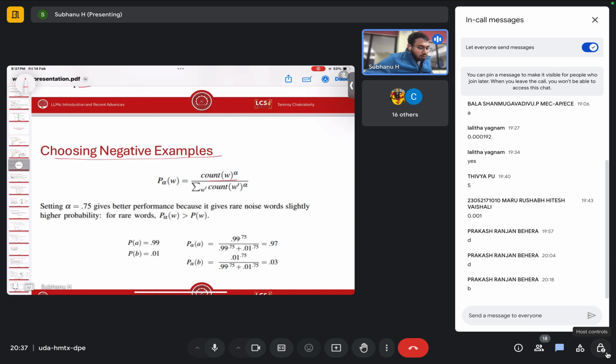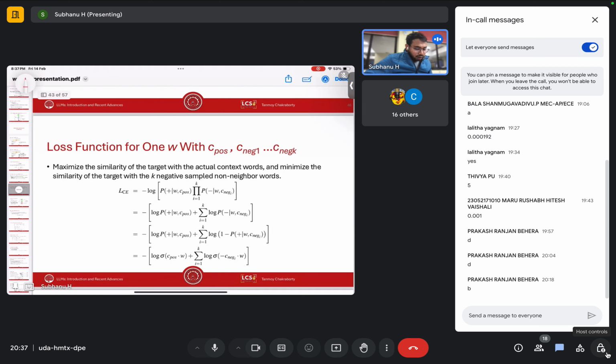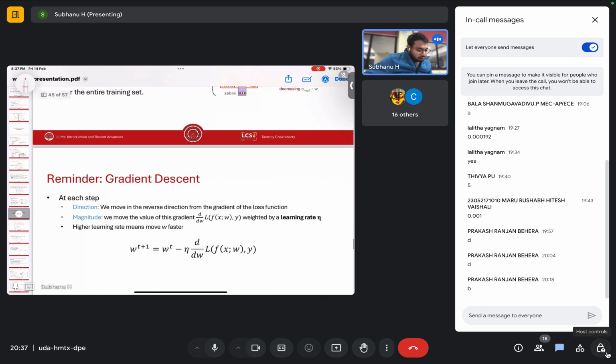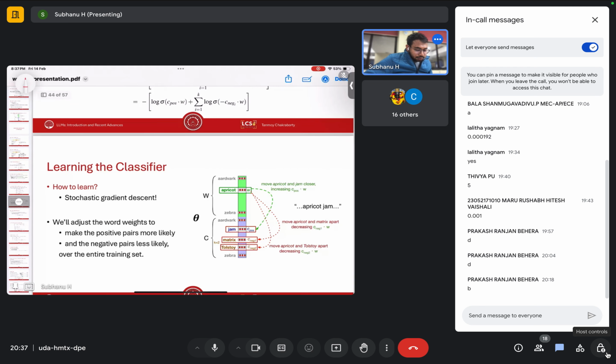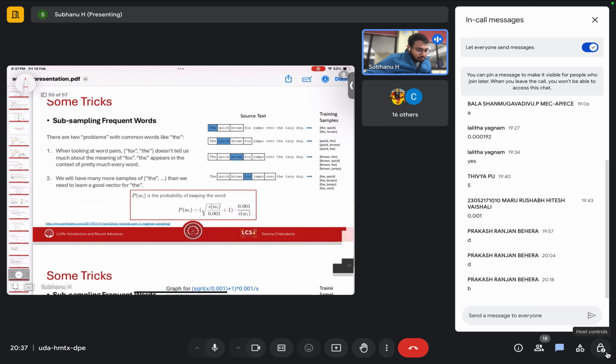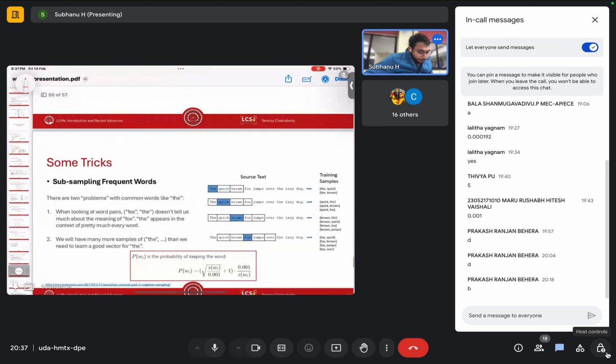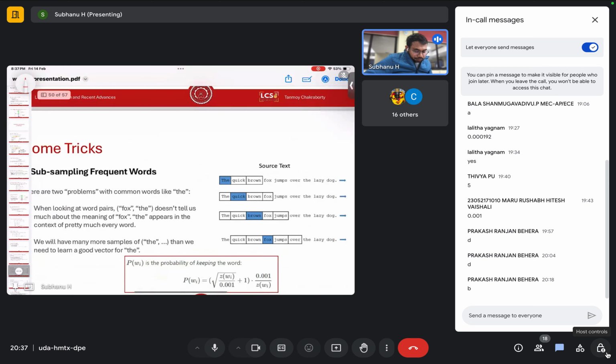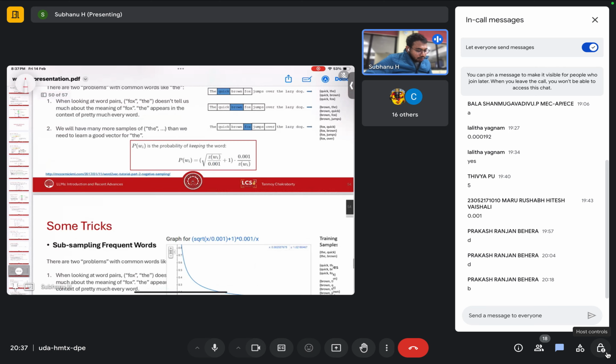The probability is count of w to the power alpha over the sum of count of w dash to the power alpha. Alpha is 0.75, which gives a better performance because it gives the noise words slightly higher probability. So this is the loss function, and this is how we learn the classifier to find the word representation.